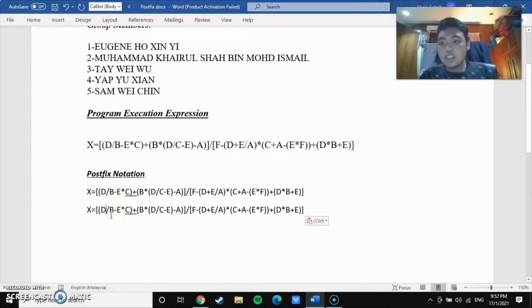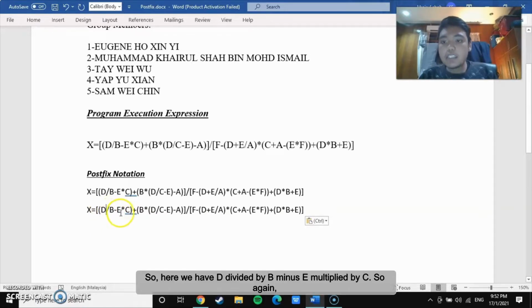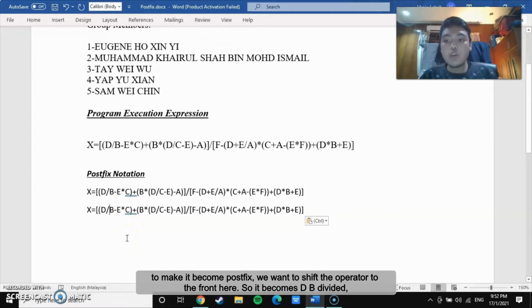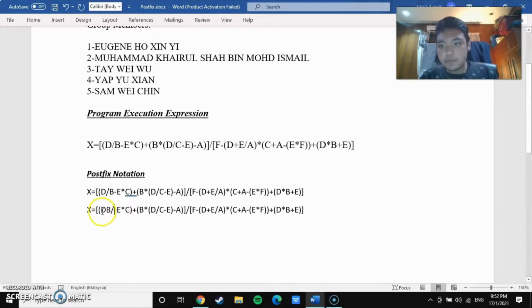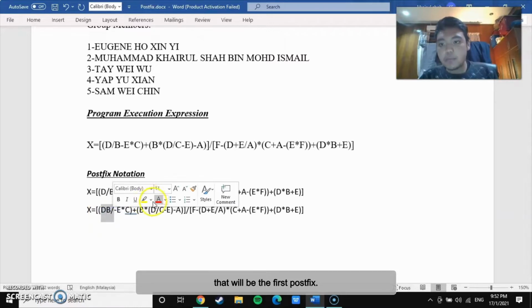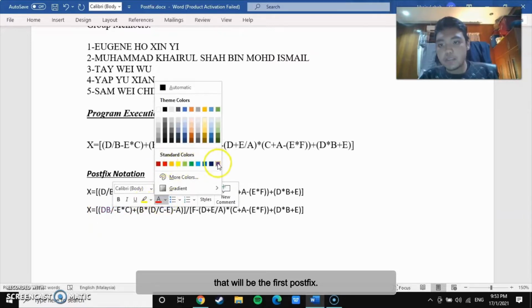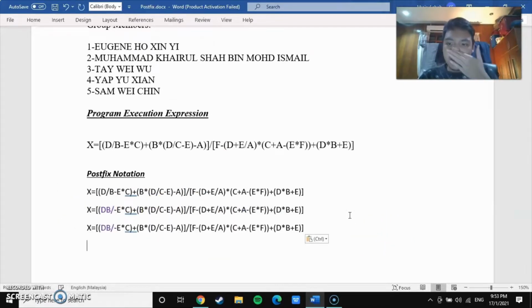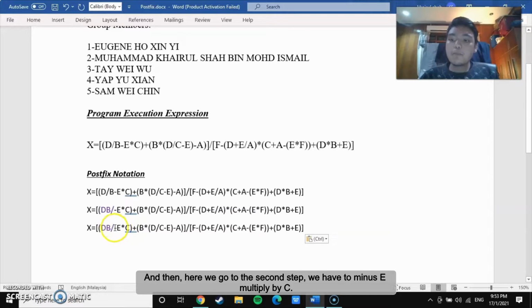Okay, alright. So here we have d divided by b minus e multiplied by c. So again, to make it postfix, we want to shift the operator to the front. So it becomes db divided. That will be the first postfix. And then we go to the second step. We have minus e multiplied by c.